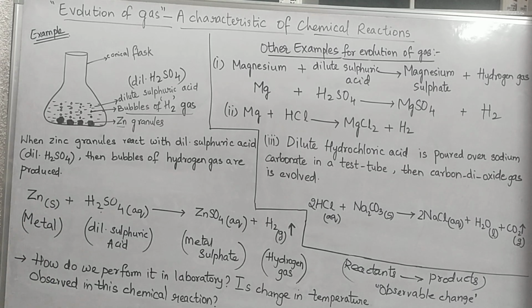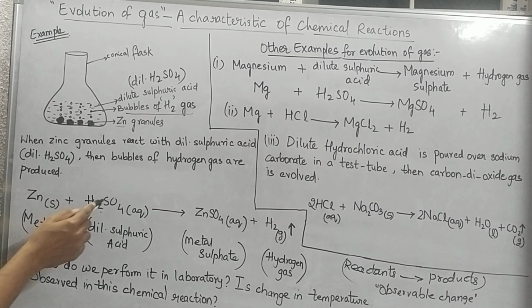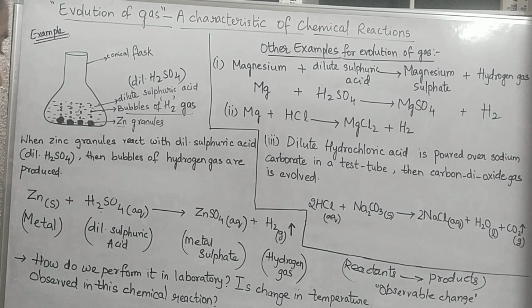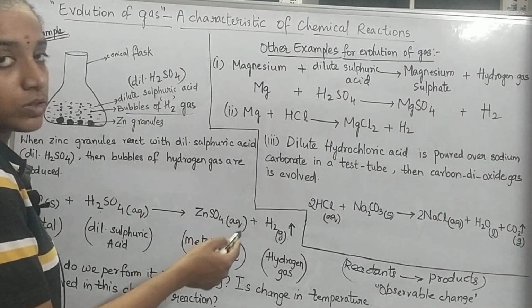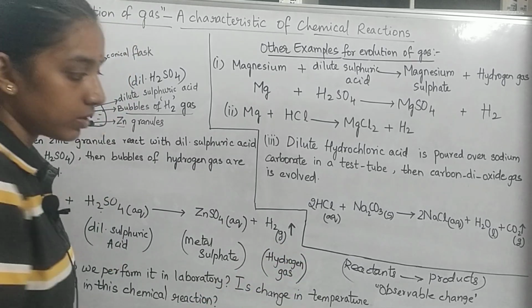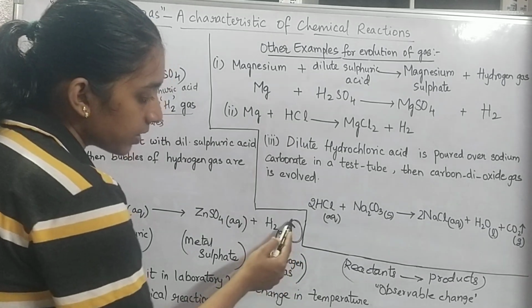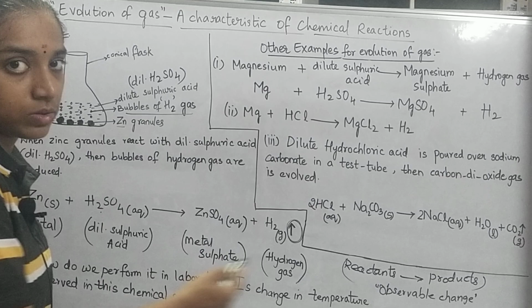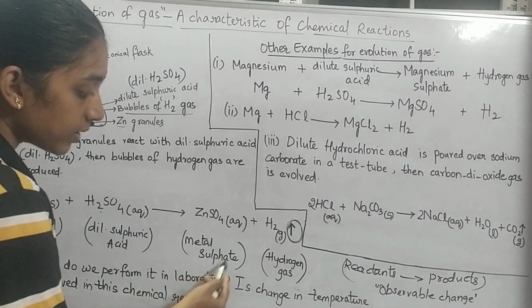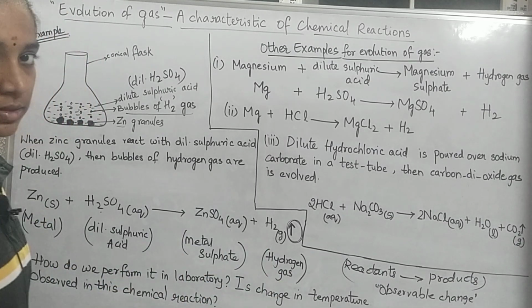We'll write this in the form of a chemical equation. Zinc, which is in solid state, reacts with H2SO4, sulfuric acid, which is in aqueous state, which means that it is mixed with water. It gives rise to zinc sulfate, which is also in aqueous state, plus H2, hydrogen gas, which is in gaseous state. This symbol here represents that this particular gas is evolved during this chemical reaction. So zinc here is a metal which reacts with sulfuric acid to give metal sulfate and hydrogen gas.